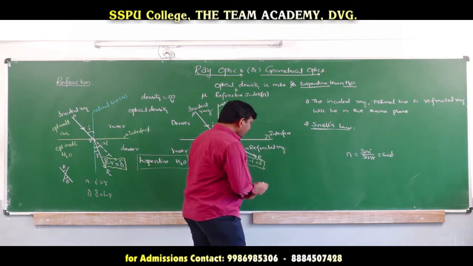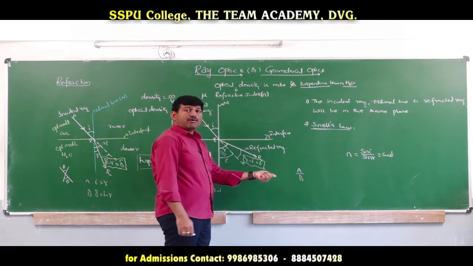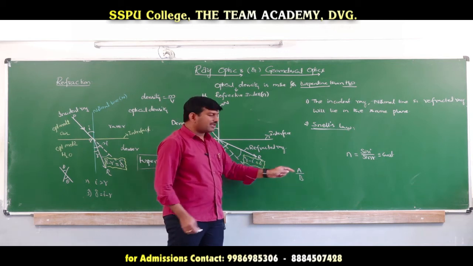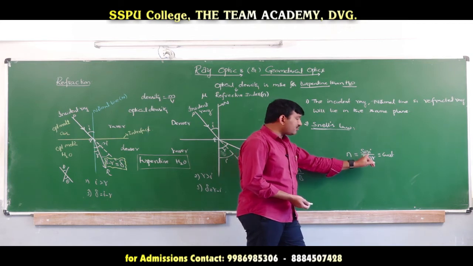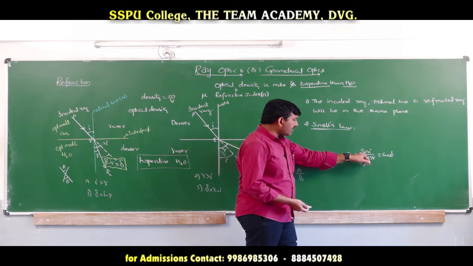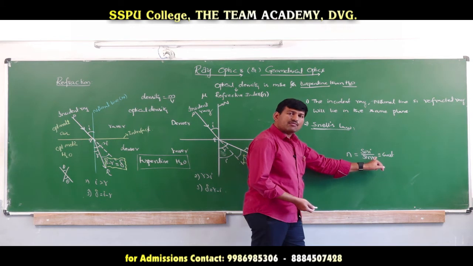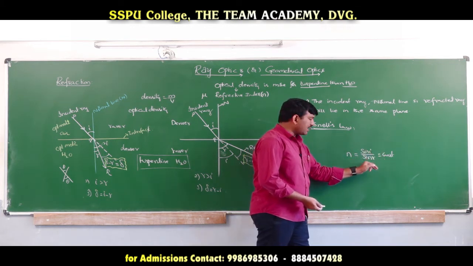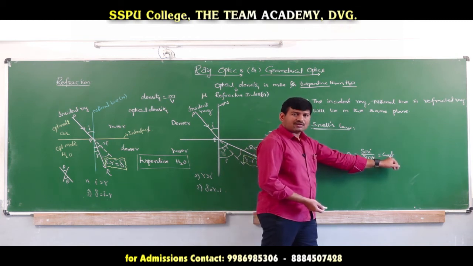Now, I told you previously how to read this one. If A by B is there, you will read it as the ratio of A to B. How to read this A by B? The ratio of A to B. Now, how to read this sin I by sin R? The ratio of sin I to sin R. Or more generally, I can read it like this: the ratio of sin of angle of incidence to the sin of angle of refraction is equal to constant.